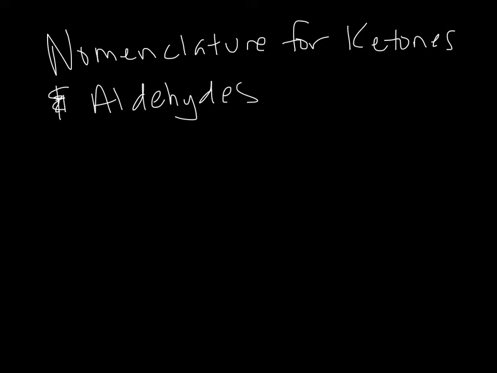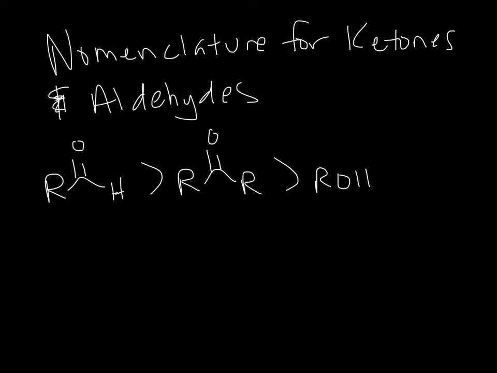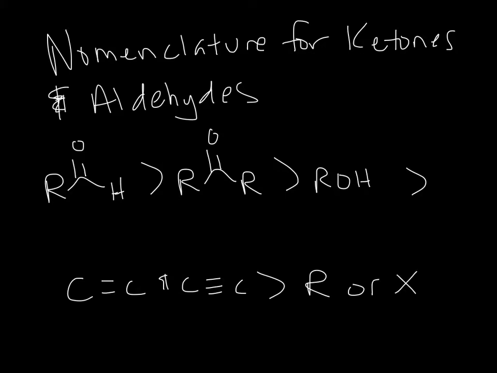So in terms of priority, aldehydes are the highest priority group that we've discussed so far. An aldehyde is always going to be at the end of the chain by definition if it's in your longest chain, because it has that H on the end. So that's our highest priority, followed by ketones, and then alcohols, and then alkenes and alkynes, and then lastly our R or our X groups. So we know how to name for an ene and an yne already.